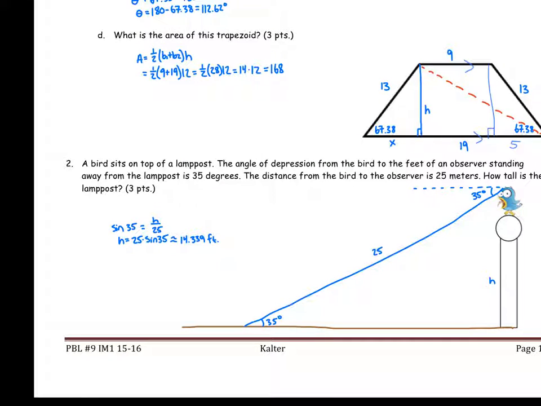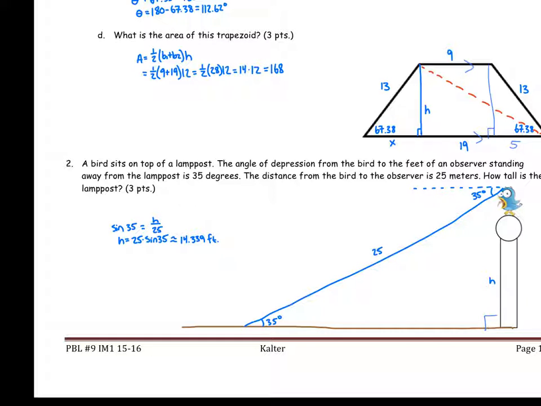So for the bird question, you've got to read this really carefully. So first of all, it's asking about an angle of depression. And we know that the angle of depression is always measured from the horizontal. So this is your 35 degrees, not this, okay? And it says the distance from the bird to the observer is 25 meters. So this down here would be the distance from the observer to the pole, or the base of the pole. What we want is the distance from the bird all the way to you. So the hypotenuse in this case, because this is our right triangle right here, I'll put the right angle in. That's our right triangle. So the hypotenuse is 25.